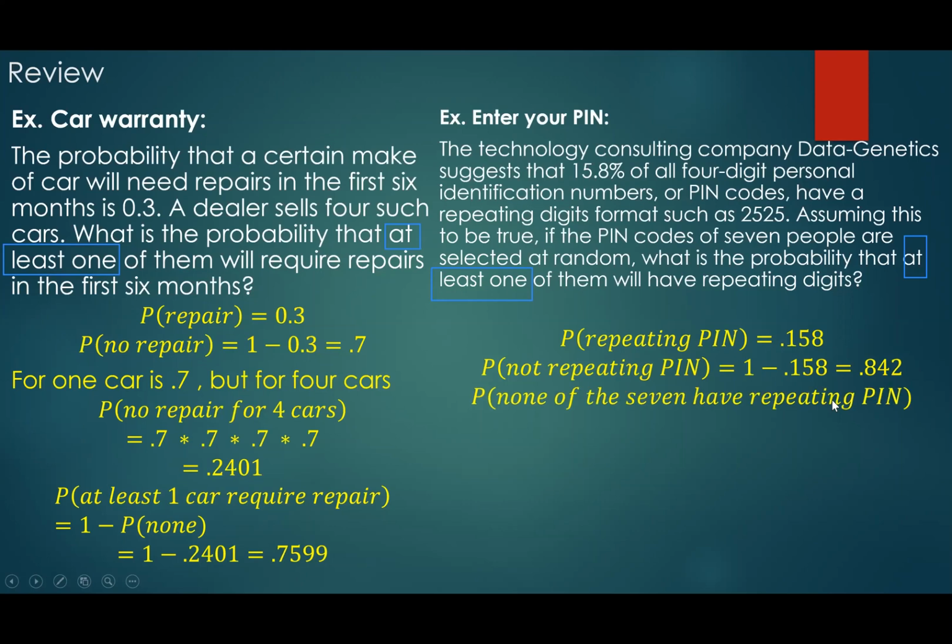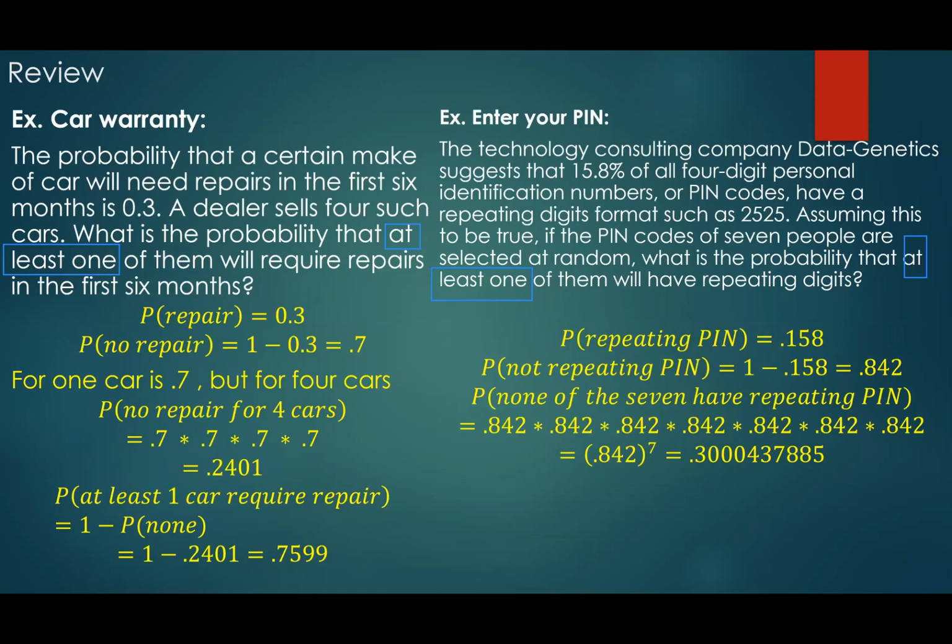And now if I have 7 of them, what do I do? Well, I have to take 0.842 times itself 7 times, or in this case 0.842 raised to the 7th power, right? The first person doesn't have a repeated pin, the second doesn't, the third doesn't, the fourth doesn't, and so on and so forth. If you do this, you have roughly 0.30. And this is the probability of the worst case scenario that you don't want: you select 7 of them and all 7 of them do not have any repeated pin.